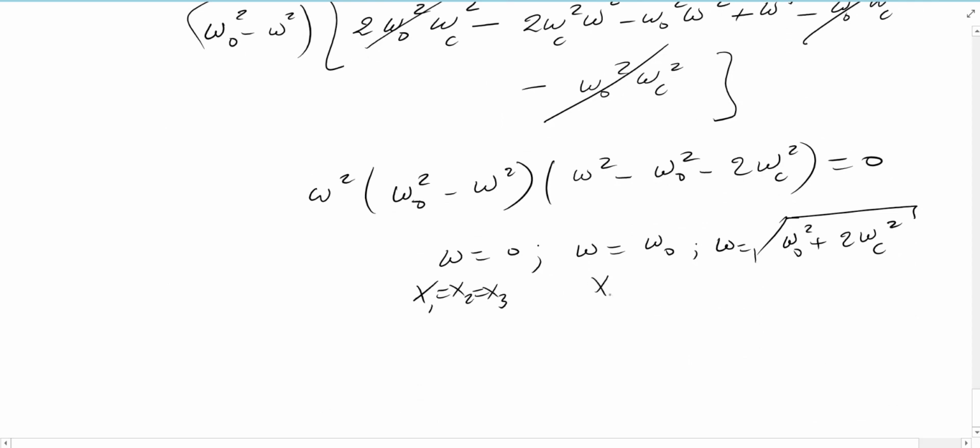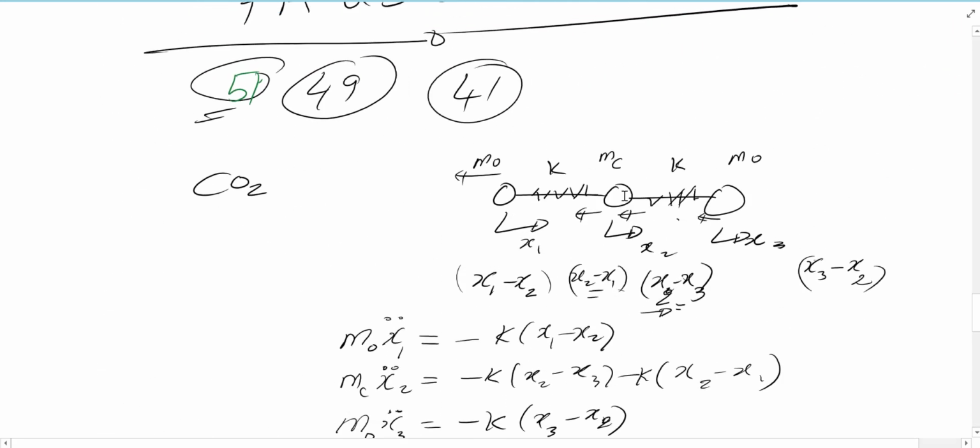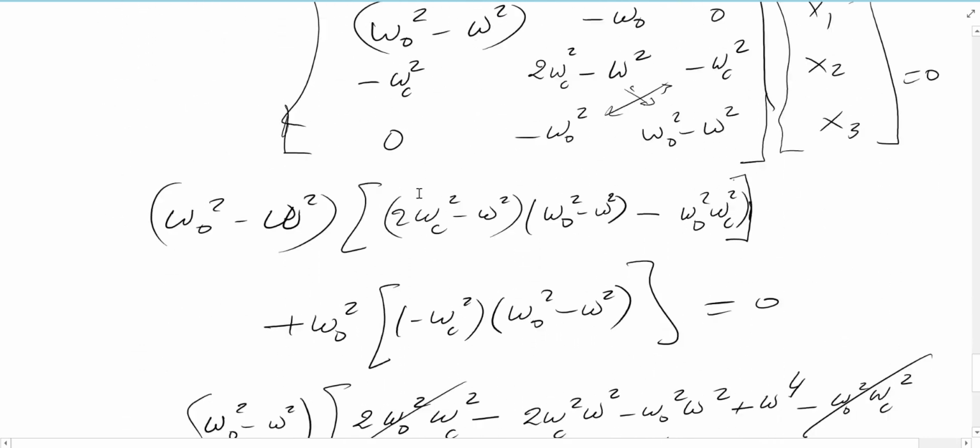In other words, the carbon is sitting still, and the other two atoms must be oscillating versus one another. As if the carbon is going to be sitting still, and this one, when it goes this way, the other one will go this way by the same amount. Let's check if they do.